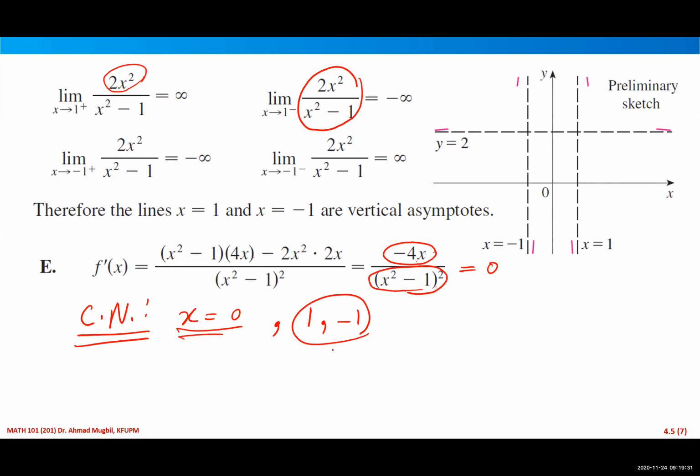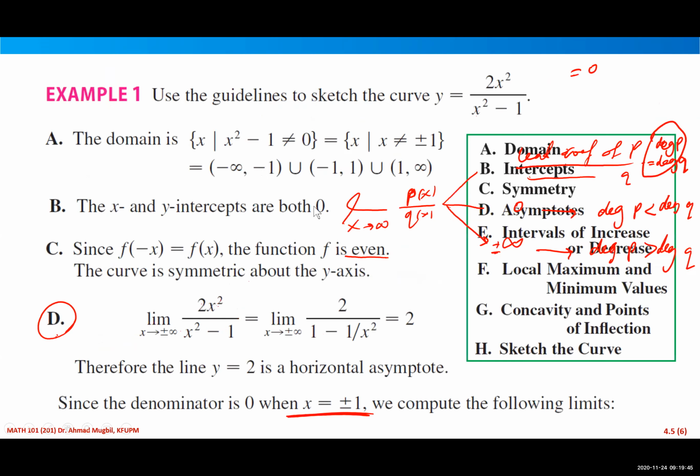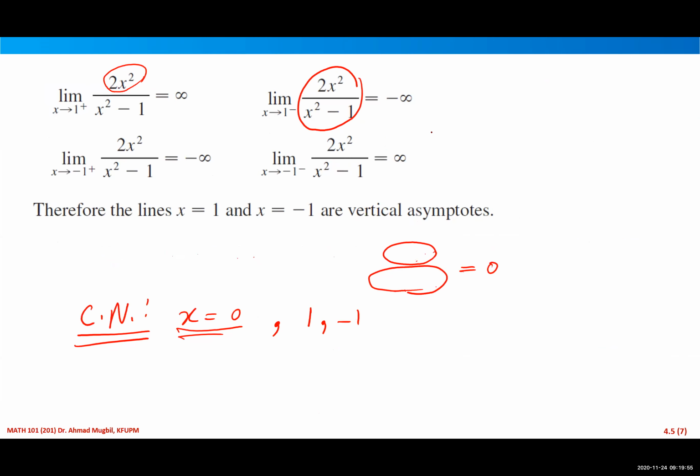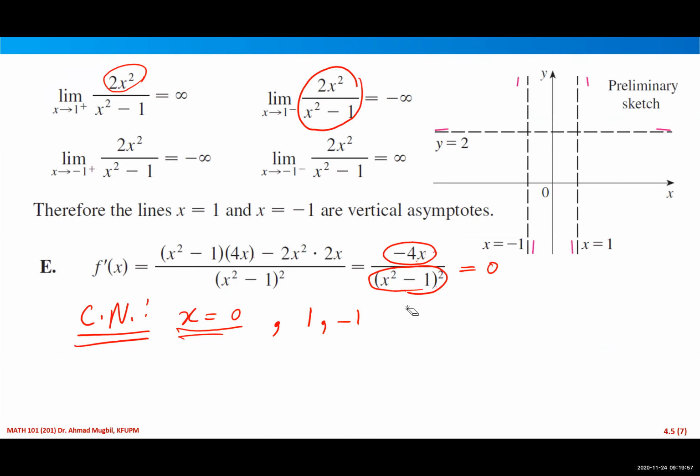So are these critical numbers? No, because they are not in the domain. So be careful, guys. This is why it is important to find the domain at the beginning. Let's go back to the domain. The domain is all the real numbers except 1 and -1. So we have only one critical number, which is x equals 0. Be sure, guys, the critical number is always a number in the domain.